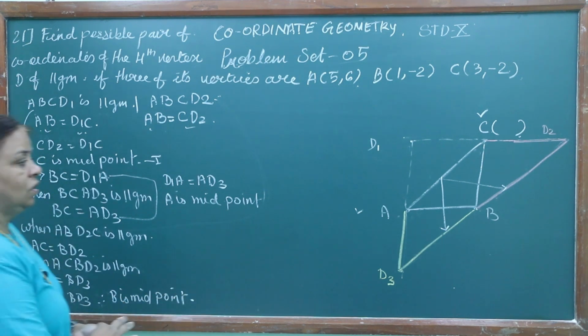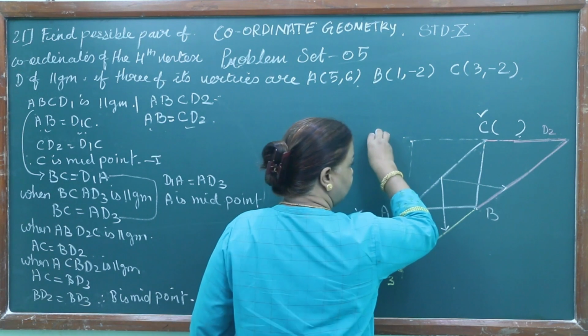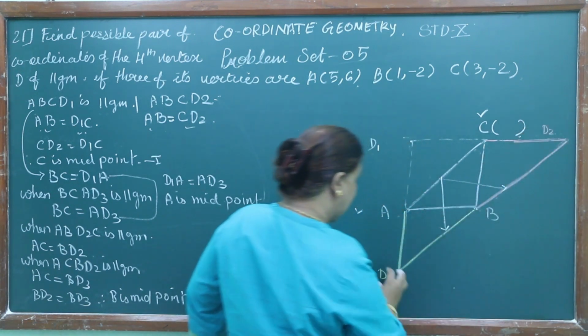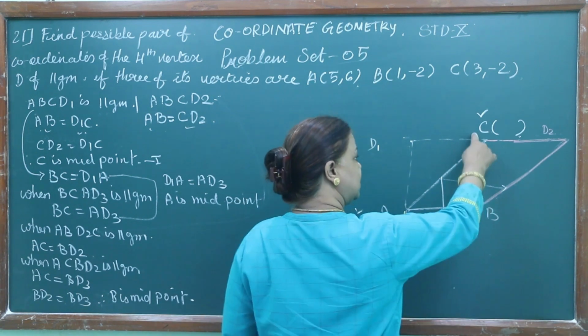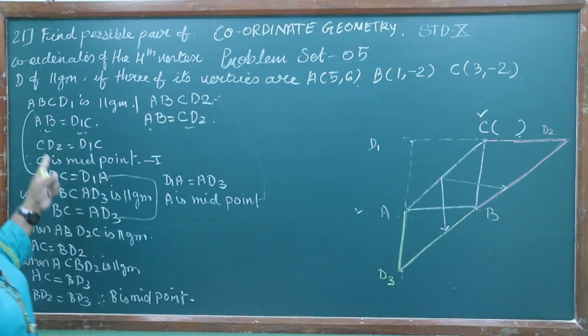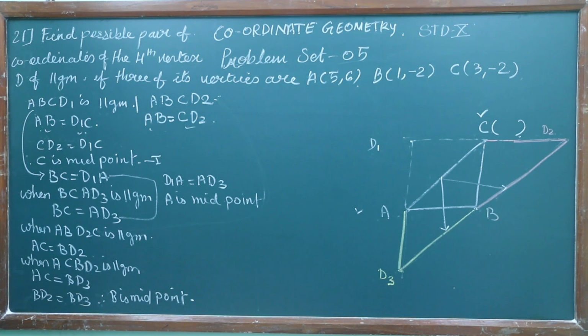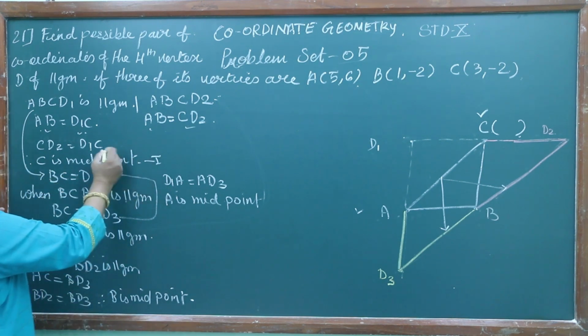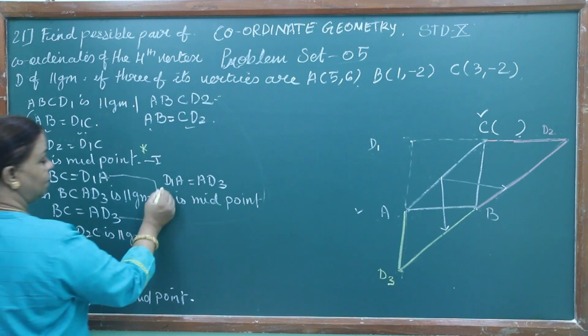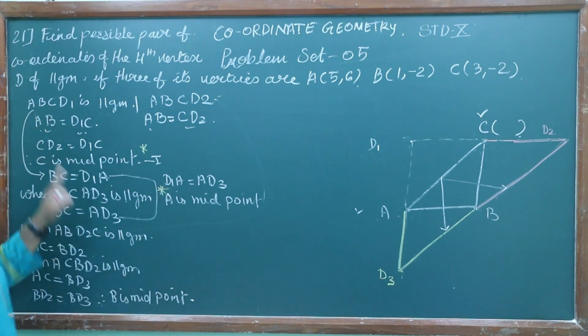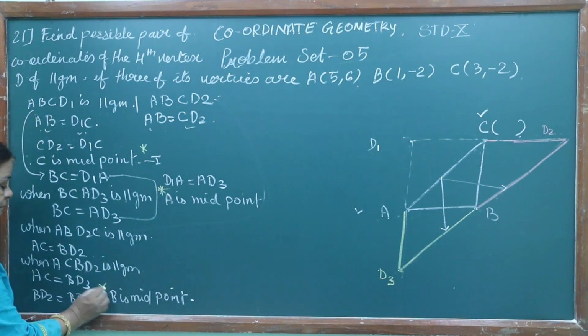Okay. Just to get the coordinates of D1, D2 and D3, we need to prove A is a midpoint, B is a midpoint and C is a midpoint. And children, we have proved it. First thing we have done, C is the midpoint over here. And in the second, we have proved A is the midpoint. In the third case, we have proved B is the midpoint. And how have we done it?